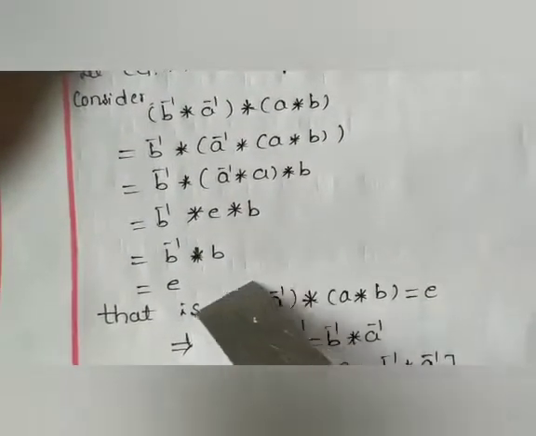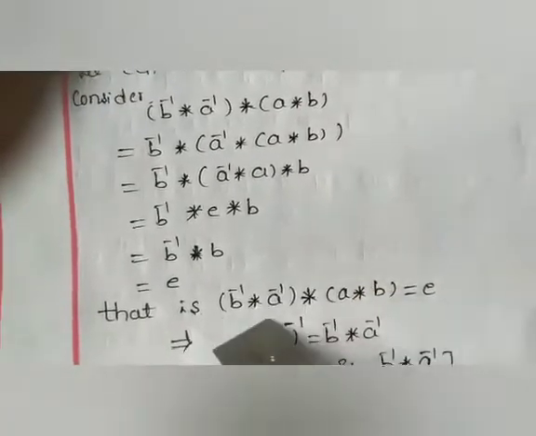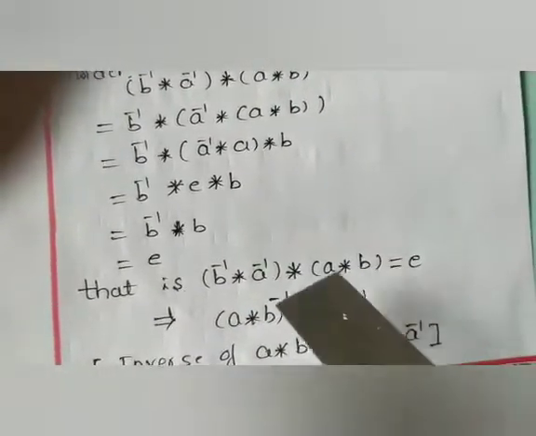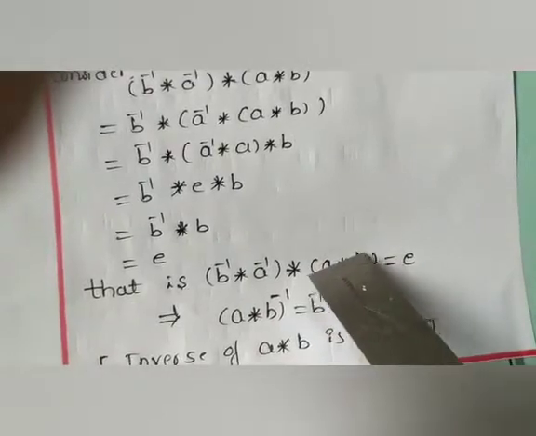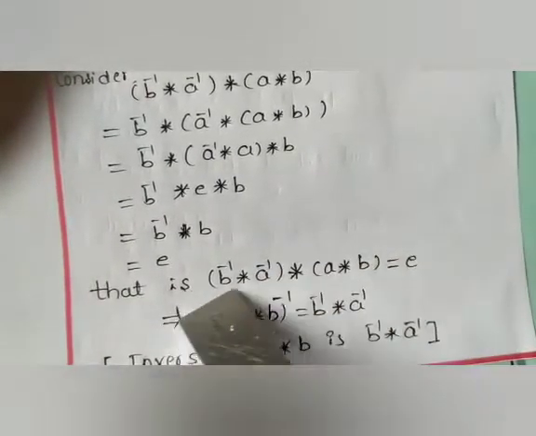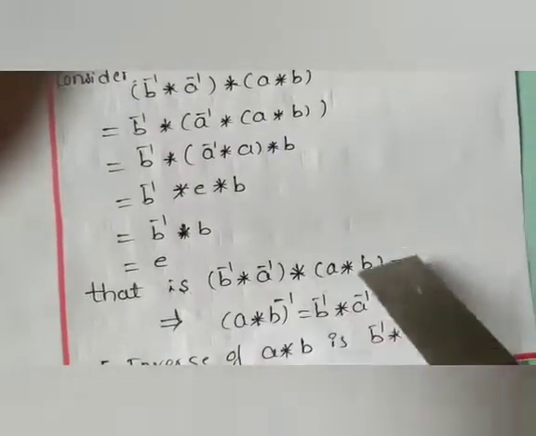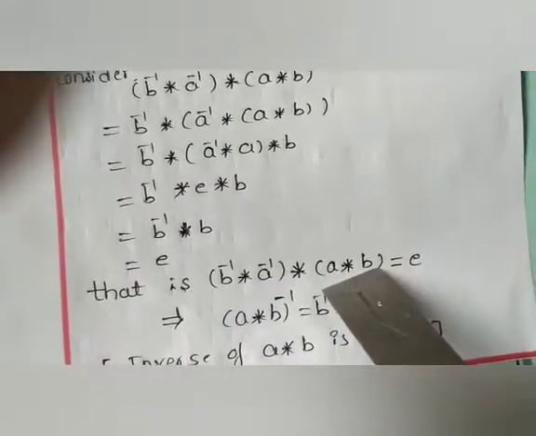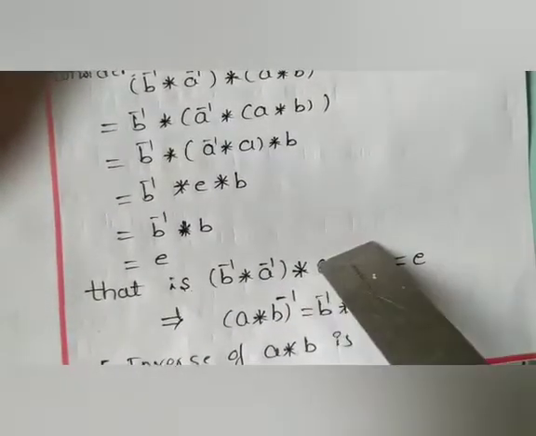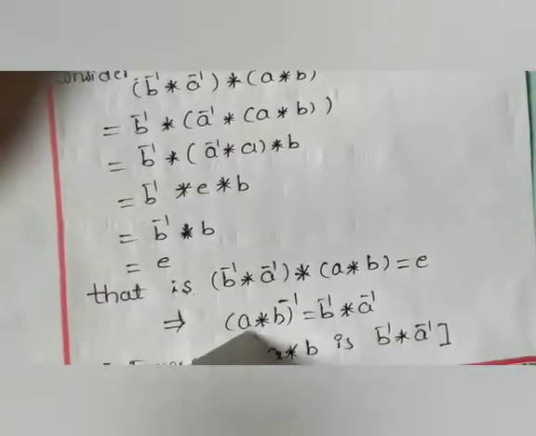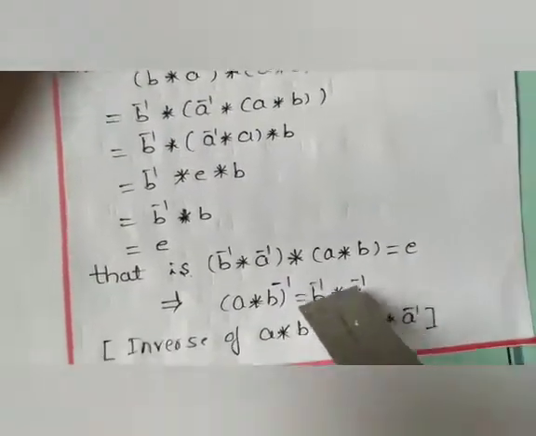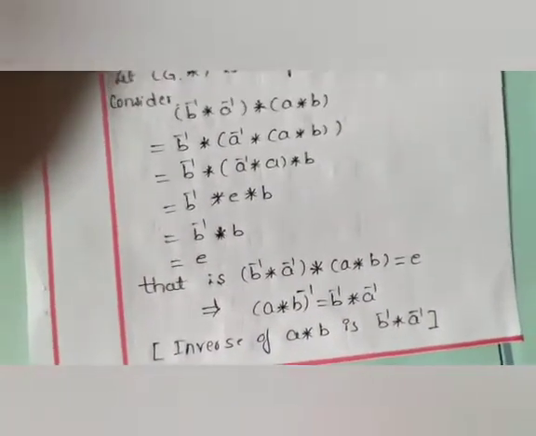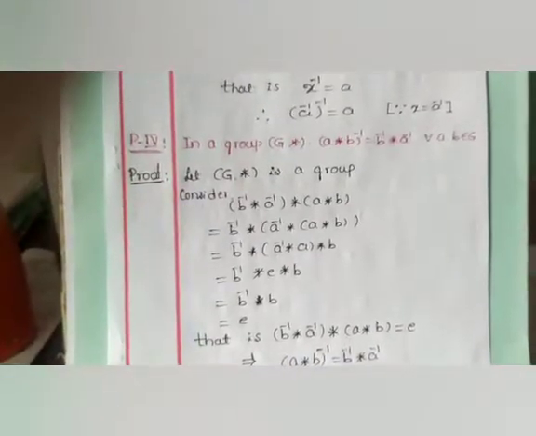So you can think like this: this is X, this is Y. X star Y equals E. That means the inverse of X is Y, or the inverse of Y is X. Now, what is the inverse of this bracket? The inverse of this one is B inverse star A inverse, because the total result is E, which means the first bracket is the inverse of the second bracket, and vice versa. So what is the inverse of the second bracket? The inverse of the second bracket is nothing but the first bracket, B inverse star A inverse. Therefore, the inverse of A star B is B inverse star A inverse. So this is the proof of the theorem, property number 4.